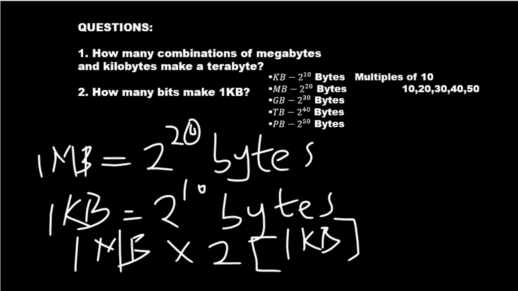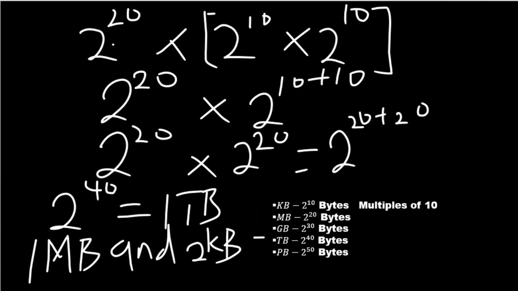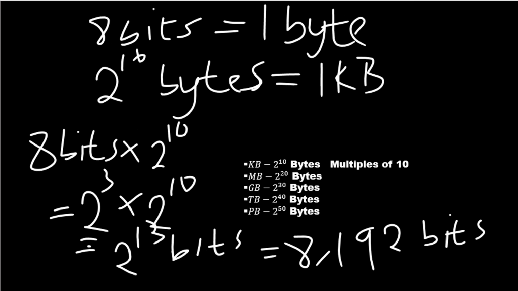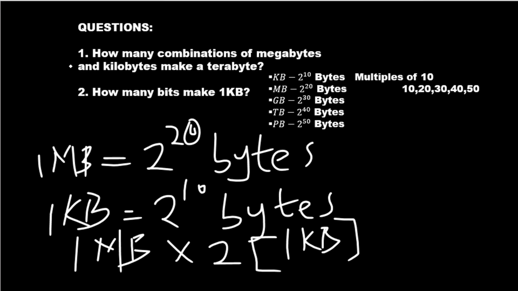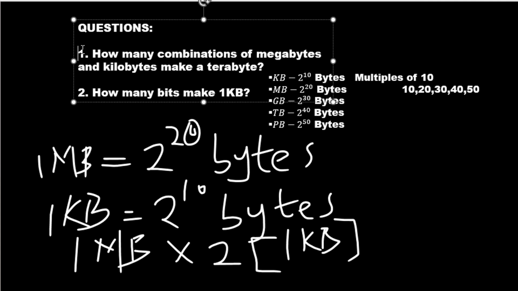So our final answers: for the first one, we saw that the answer is 1 megabyte and 2 times the kilobytes. For the second one, we saw that we need 2 to the power 13 bits to be able to give us a kilobyte. So that is what we did there. To better understand this, you can try some questions yourself, and yes, practice makes perfect. So that is what we have for today.